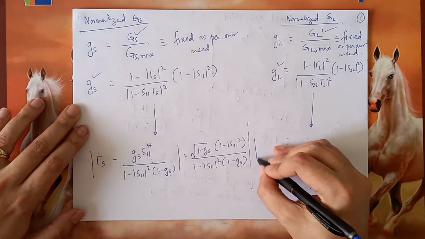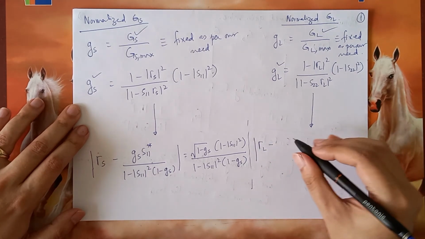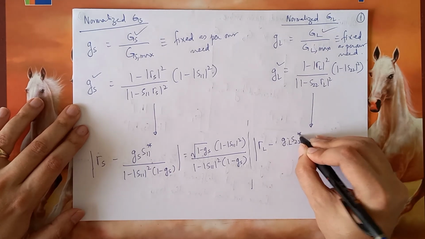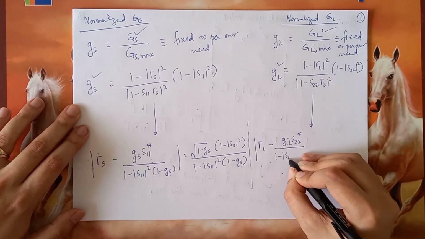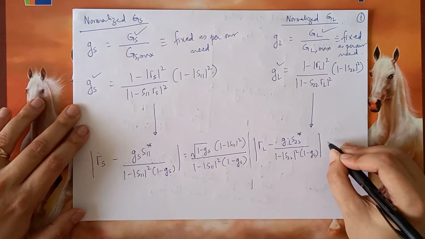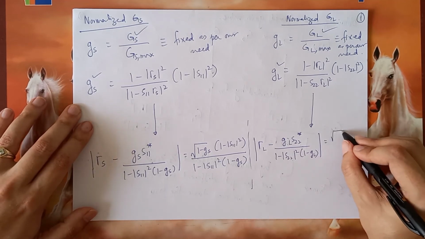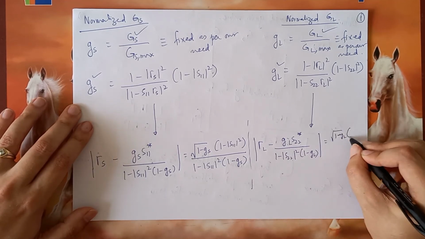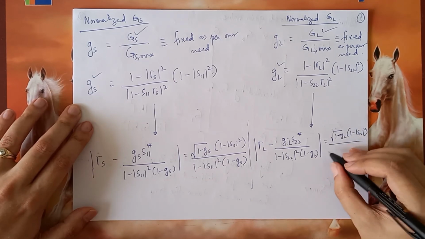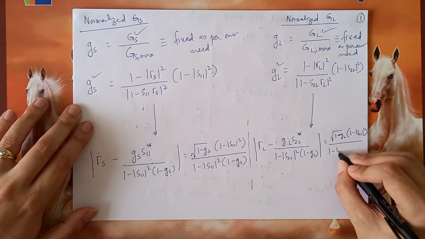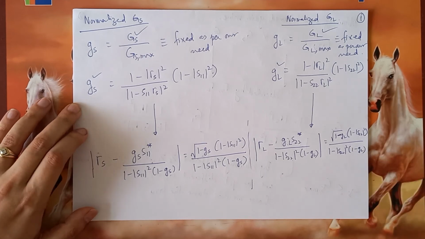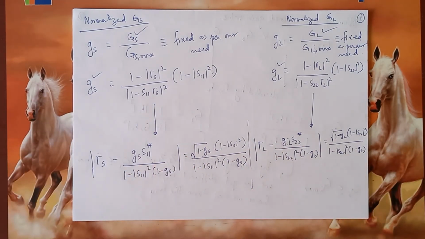Likewise, here we will get mod of gamma l minus gl s22 conjugate divided by 1 minus mod s22 square times 1 minus gl, whole mod, is equal to root of 1 minus gl times 1 minus mod s22 square divided by 1 minus mod s22 square times 1 minus gl. Very equivalent relationships between the two.